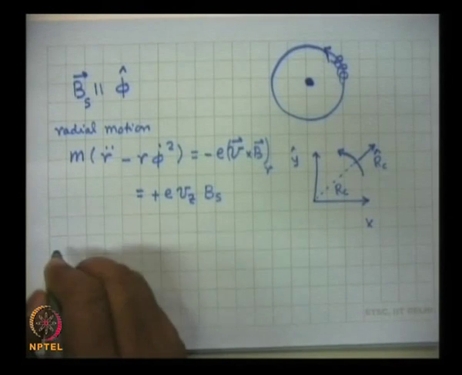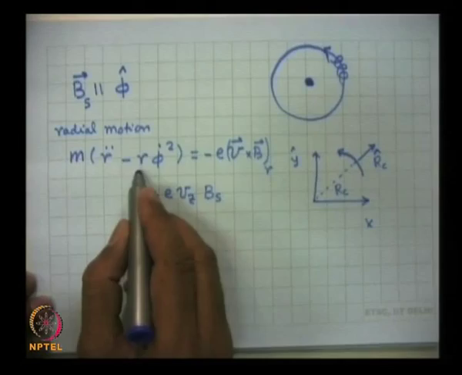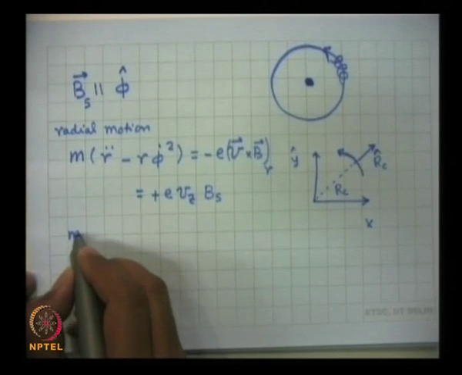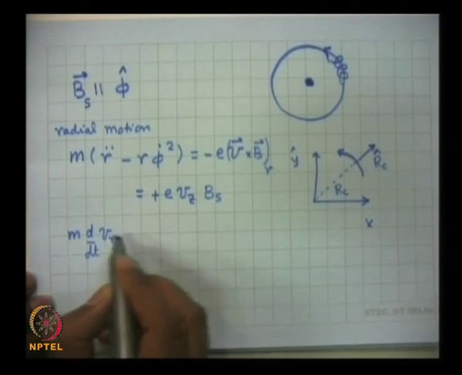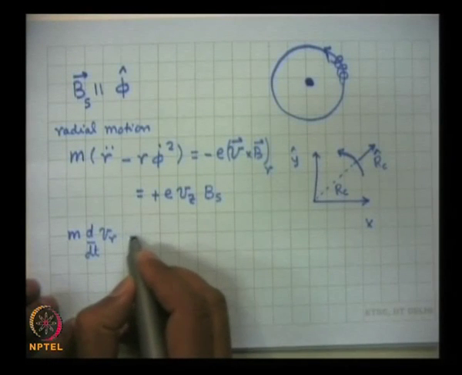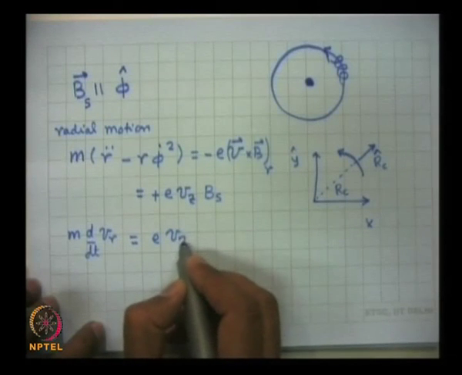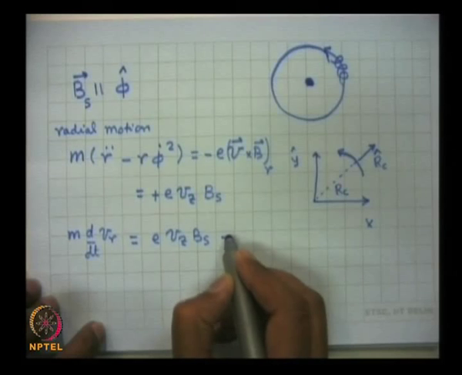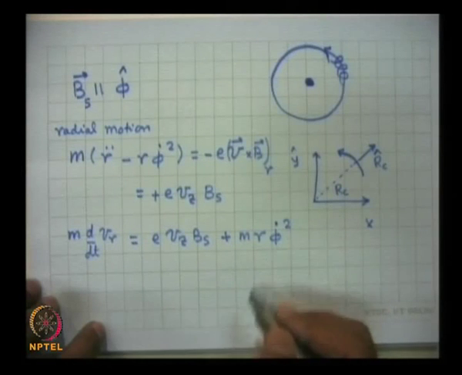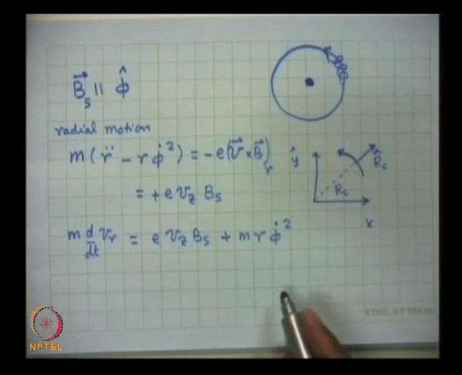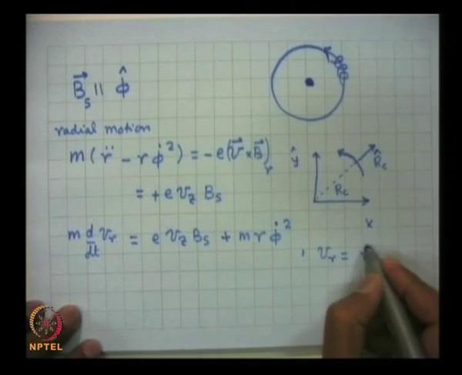And what I can do, I can take this term on the right hand side. If I take this term on the right hand side of this equation, I can write this as M R double dot as d dt of V R, if I call R dot is equal to Vr, then this becomes equal to E Vz Vs plus M R phi dot square. This additional term that you get there, where I have defined Vr is equal to R dot. This is my definition.